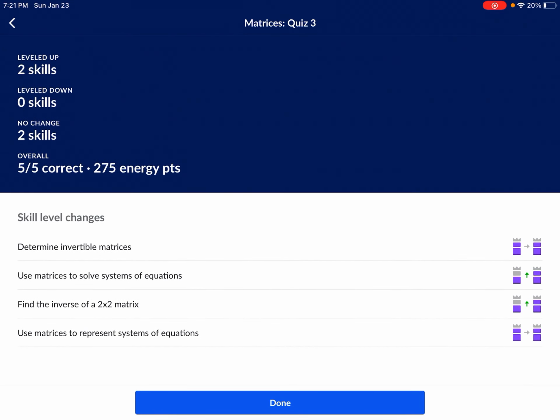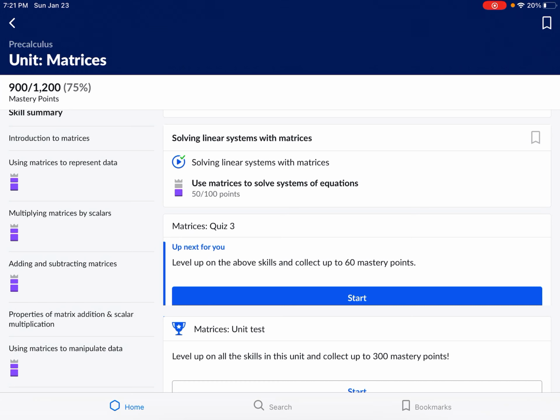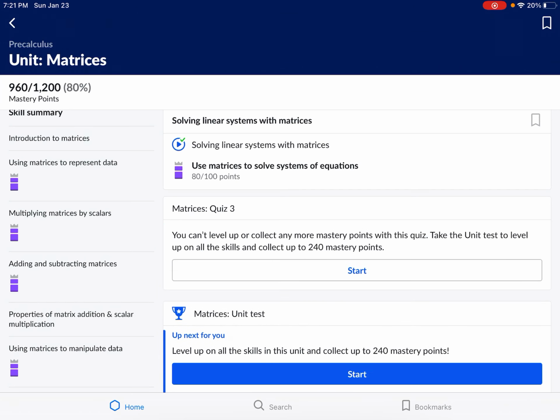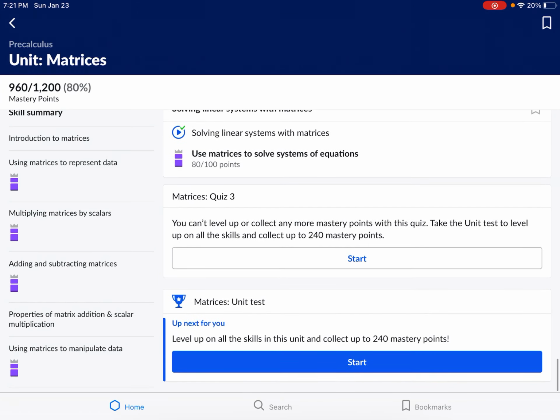And that's quiz number 3, the last quiz of Unit 7. After this is the unit test that I hopefully get all right.